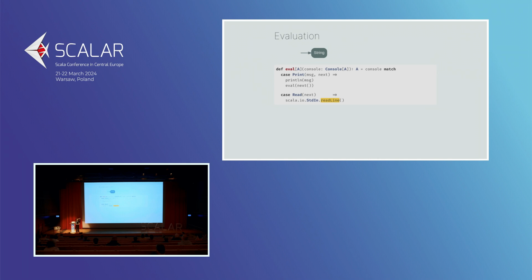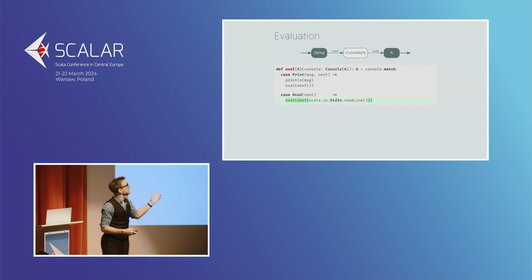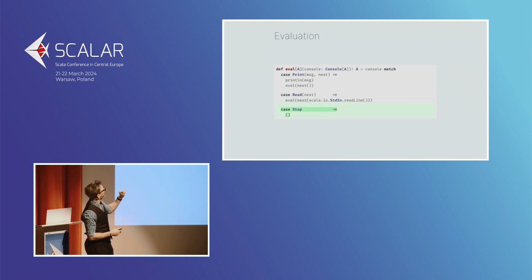So this is our implementation. We're going to do the exact same thing for the other one. Read line, we start from a string, want to get to an A, and we have next and eval, and that gives us our implementation. Done. We can now evaluate our chains of statements. So we just, of course, need to add the stop case, which just evaluates to unit.